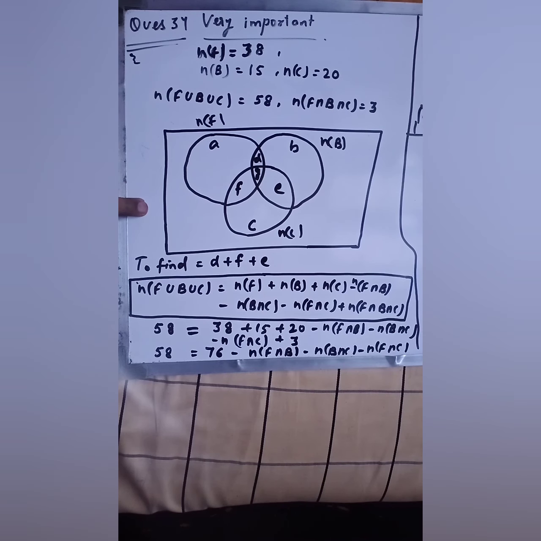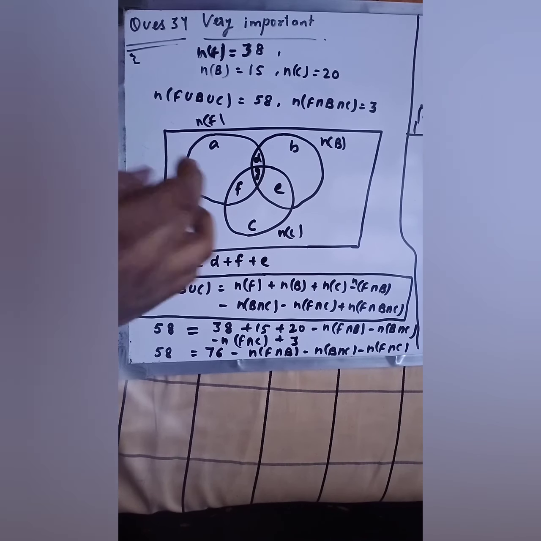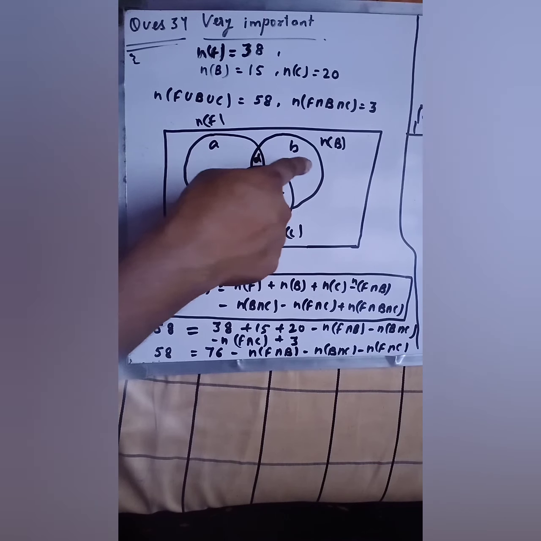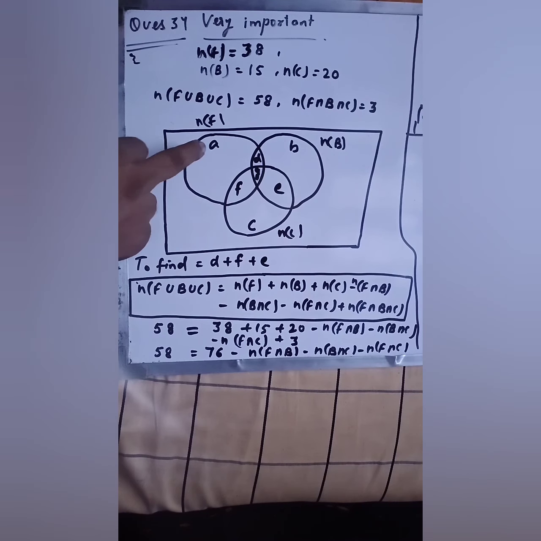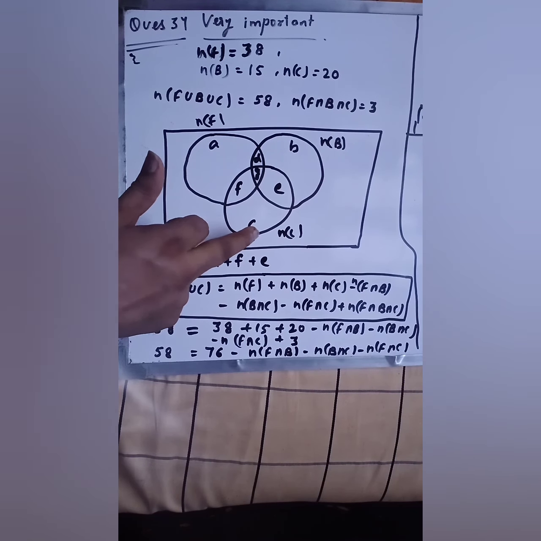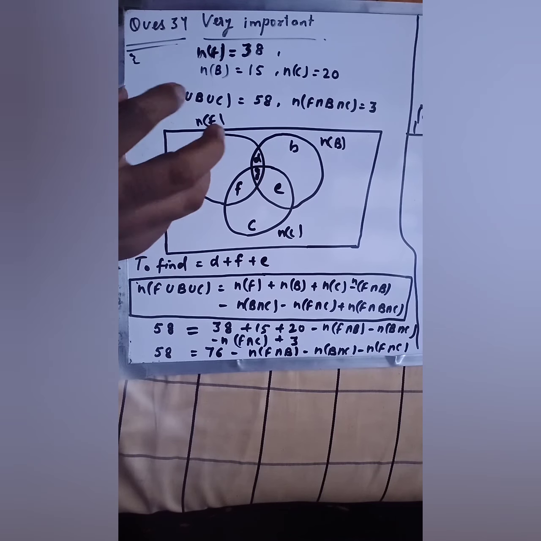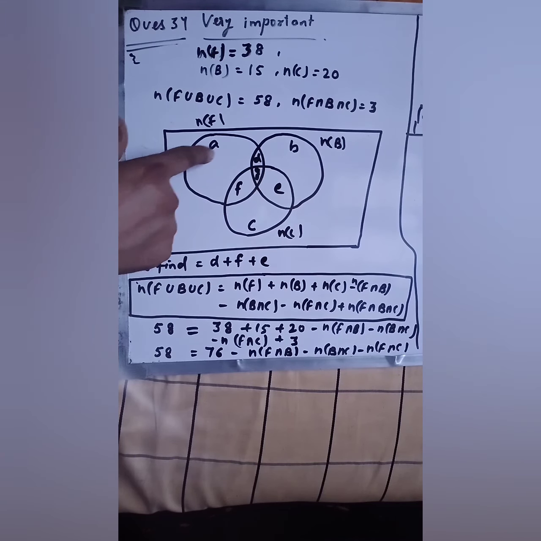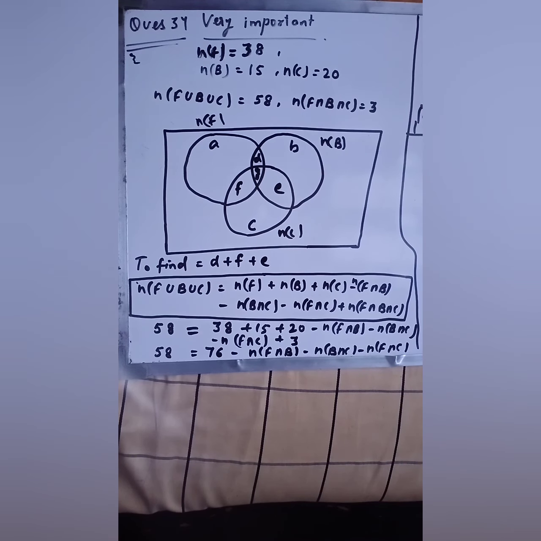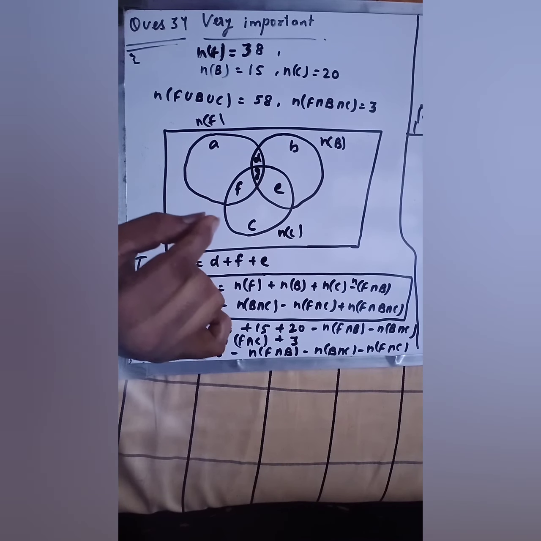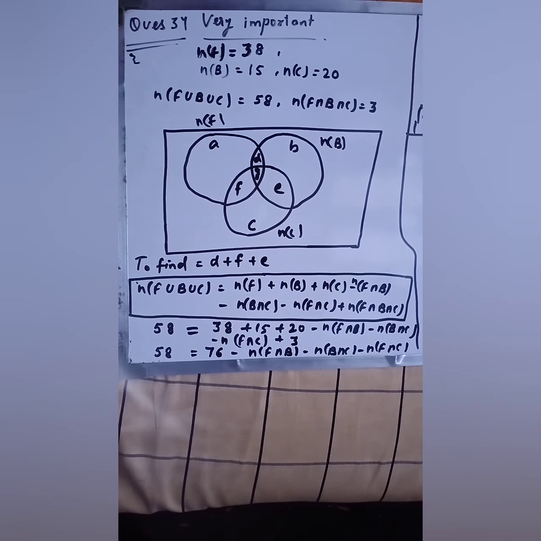So here is a Venn diagram for this. This circle represents F, this circle represents B, and this circle represents C. You have to give names to all the parts of this diagram. That means A is only this part. This is A, this B, and this C, and D is this part, then E, F, and G. So I'm just giving names to all these parts.